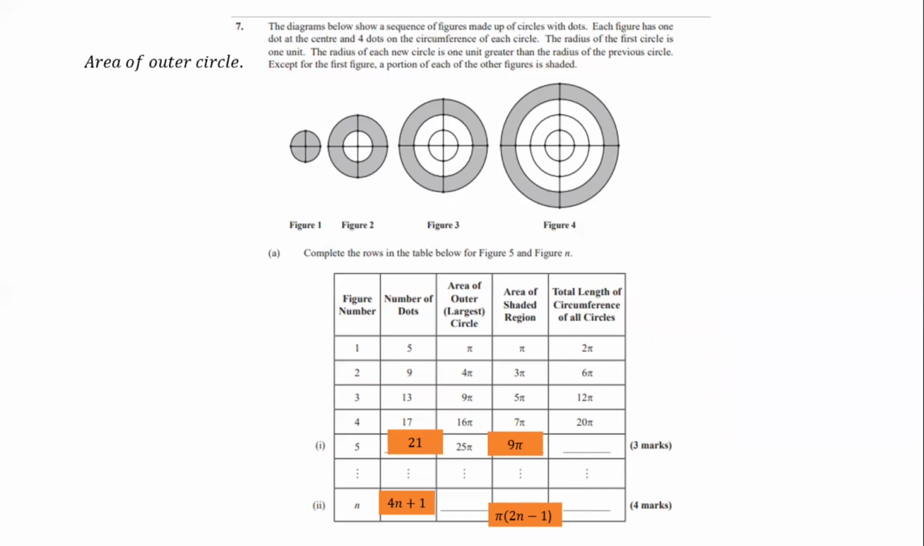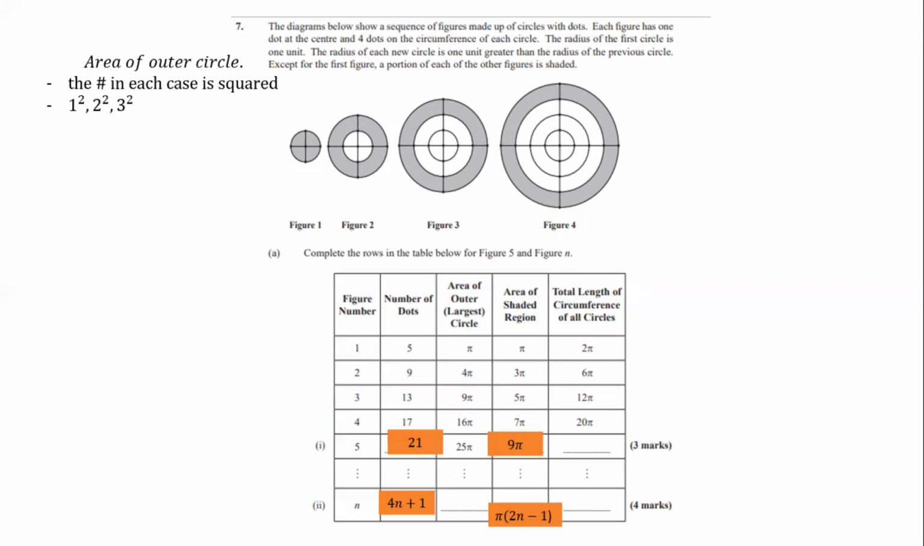But what we realize is that all these numbers are actually squared numbers. So we have 1 squared to give us 1, 2 squared to give us 4 pi, 3 squared to give us 9 pi, 4 squared to give us 16 pi. So what we realize is that the figure number is squared in each instance to give us the area of the outer circle. So let me say that again. The figure number is squared in each instance to give us the area of the outer circle.